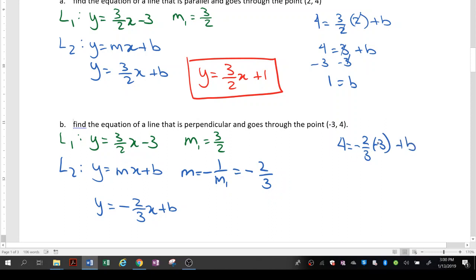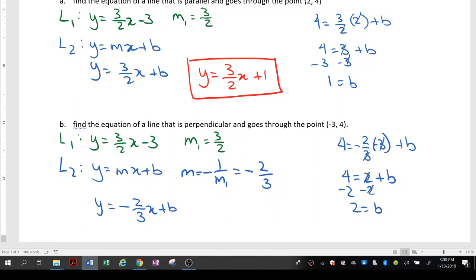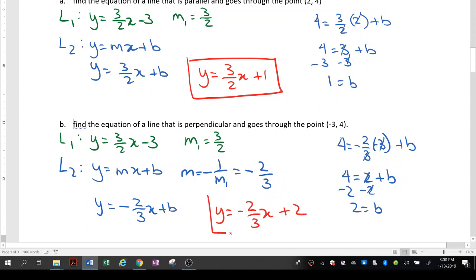And let's just cancel those. They're both negative, so this becomes positive. So 4 is equal to 2 plus b. And let's subtract 2 from both sides to give us b is equal to 2. So now the equation for our new line is y equal to negative 2 over 3x plus 2. And that is the equation of a line that is perpendicular and goes through the point negative 3, 4.